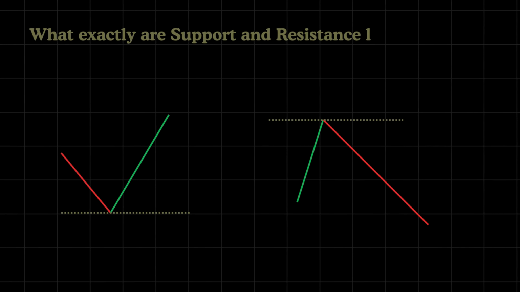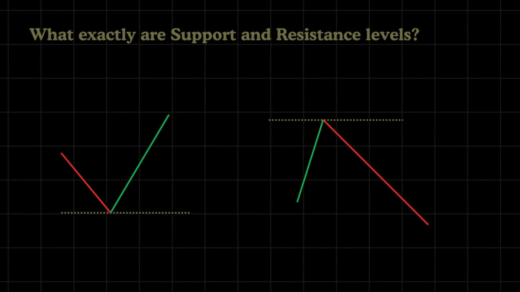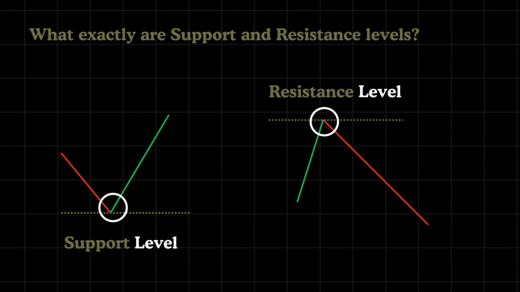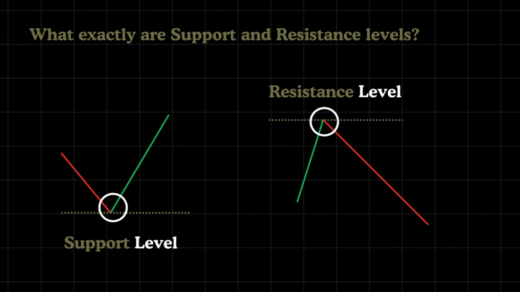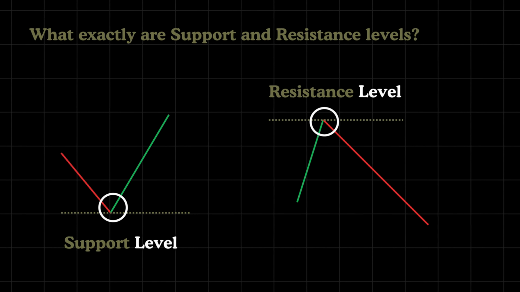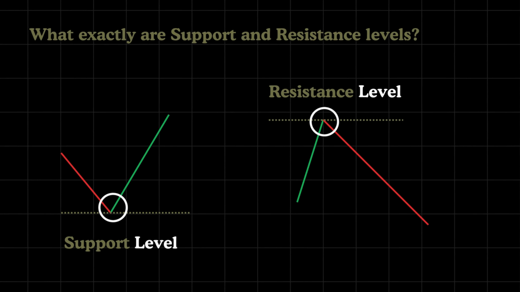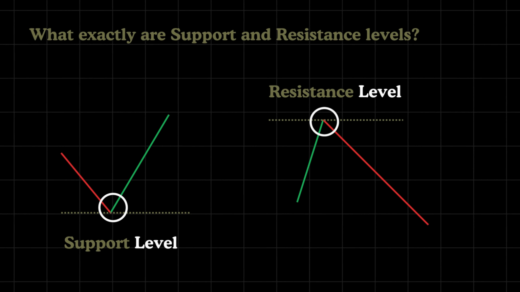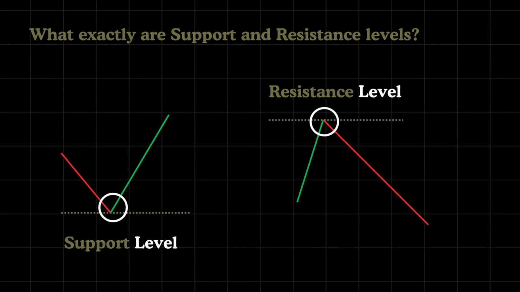So, what exactly are support and resistance levels? They are price areas where the market has previously shown a strong reaction, either rejecting the level or reversing completely. The key word here is potential. Just because price reacted there once doesn't guarantee it will again, but it might. That's why these levels matter.